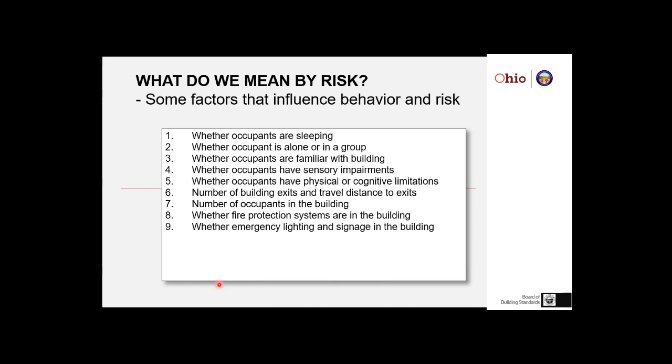Whether emergency lighting and signage is in the building will help you to navigate your way out safely. Whether you're exposed to smoke, toxic gas, or elevated temperatures, and whether there are any other potential hazards in the building that you may have to navigate around or through. So these are some factors. They're not all of the factors, but these are some factors that influence our behavior and the risk.